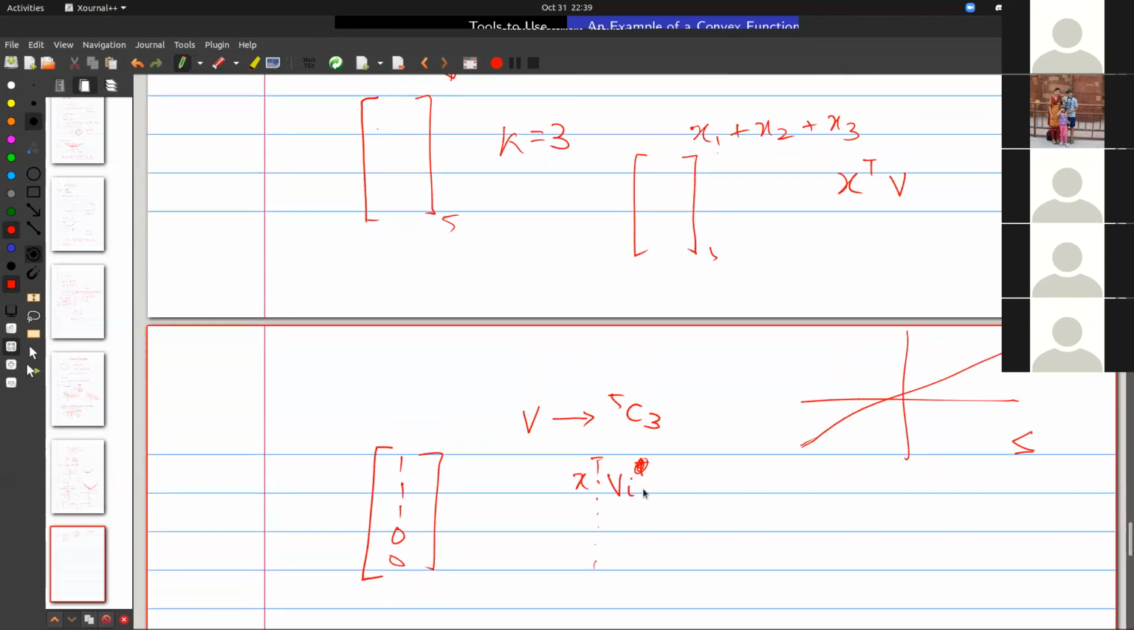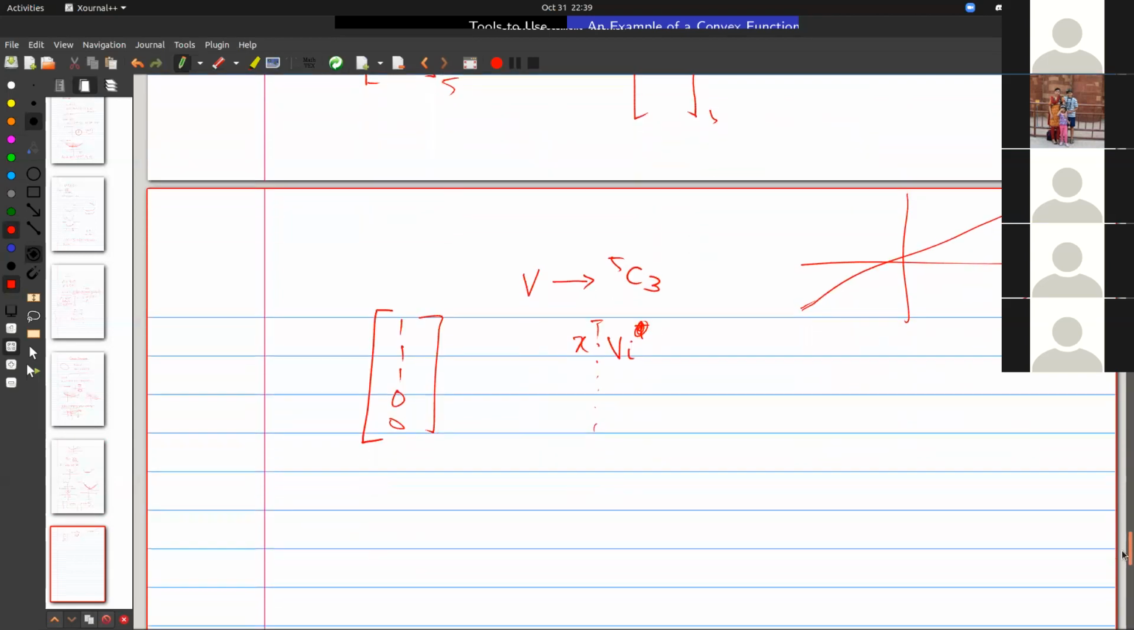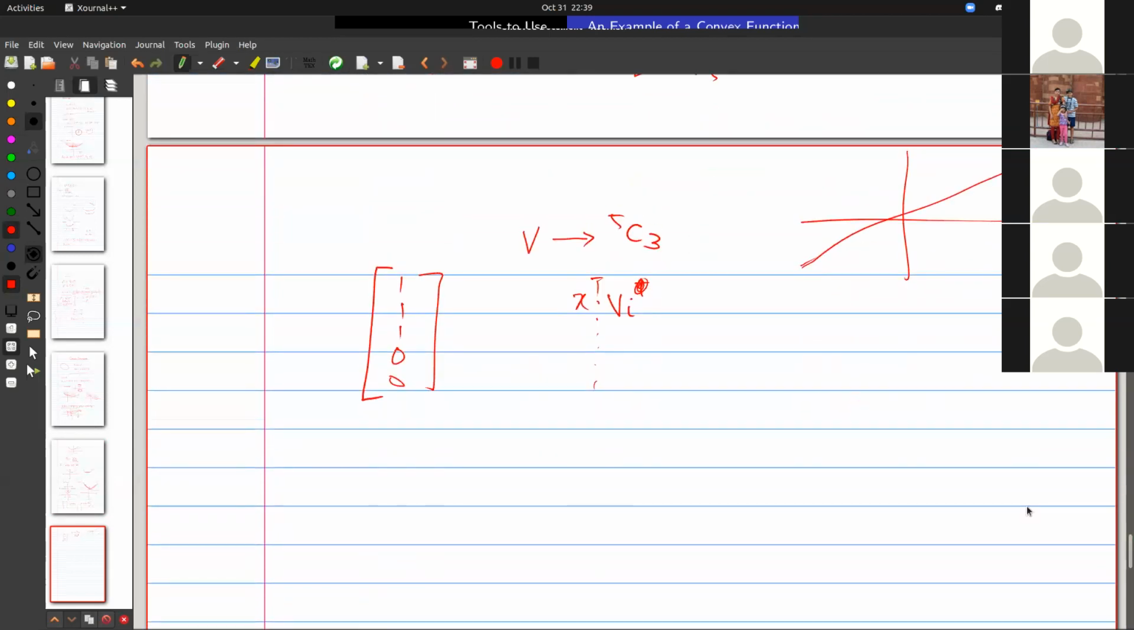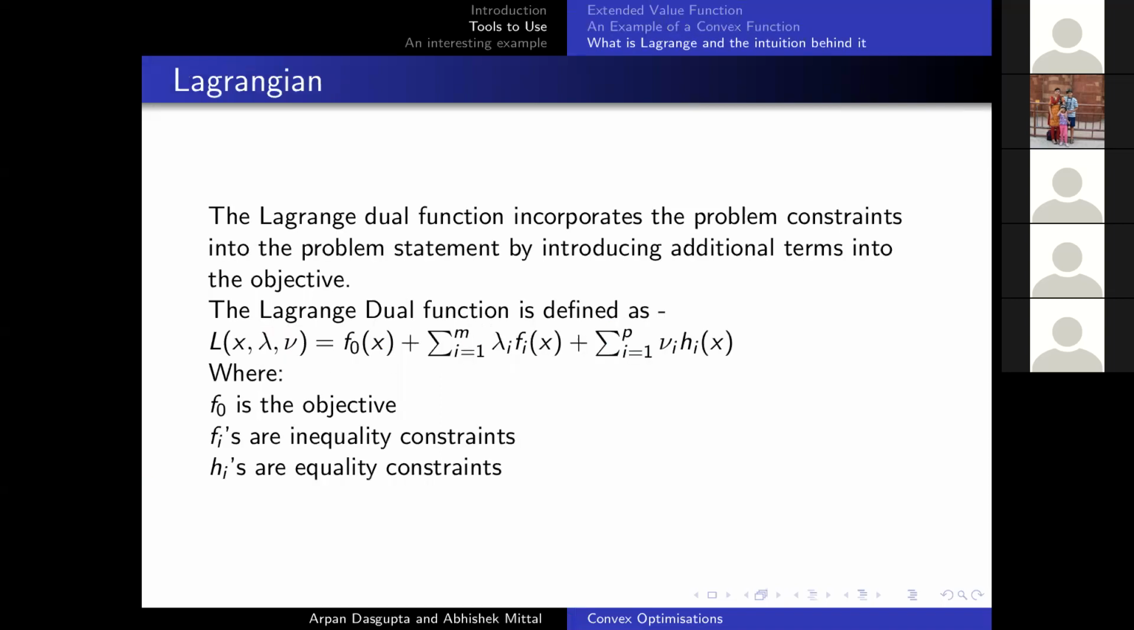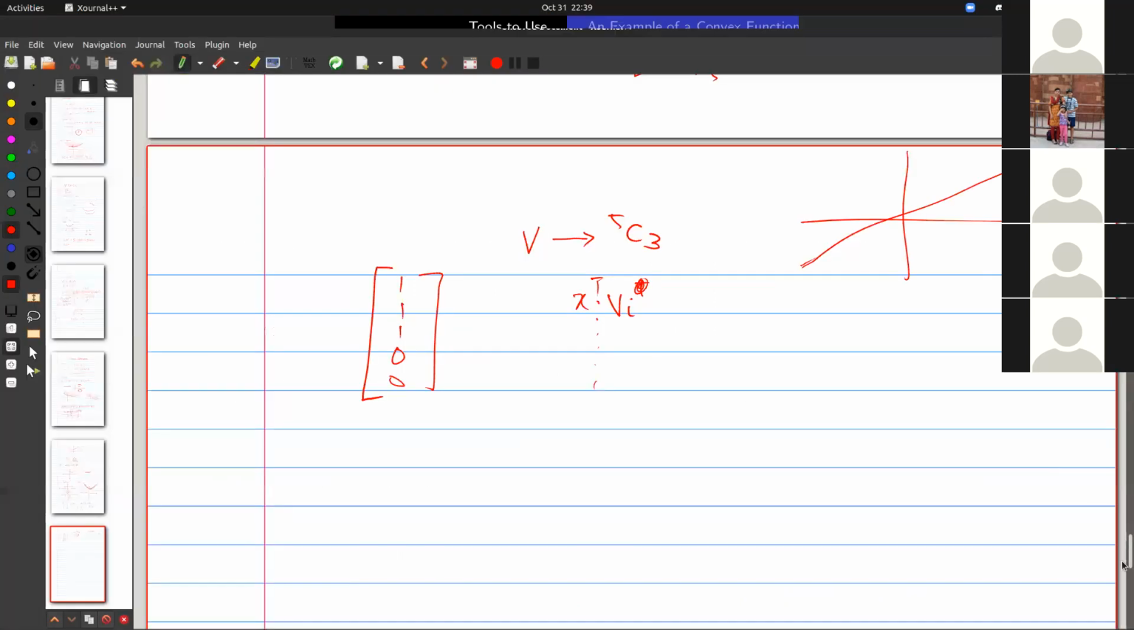Yeah, so it's a pointwise maximum of all affine functions, that is all possibilities of x transpose vi. So we can prove without using any theorems that f is convex. Abhishek will use this later for a proof. So now we move on to something called the Lagrangian.